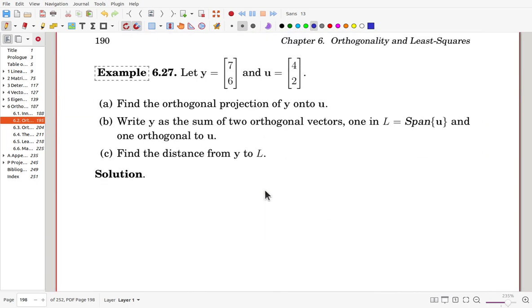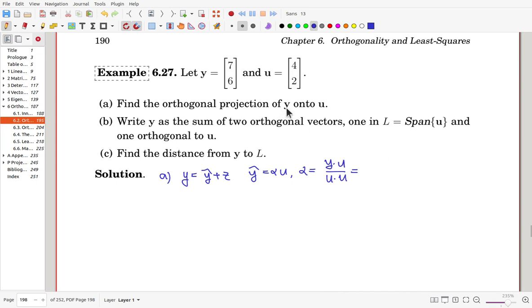Okay, see this example. y and u are given. Find the orthogonal projection of y onto u. Now, part A: first we have to find y equals y hat plus z. Now y hat is alpha u. Now what is alpha? Alpha is y dot u over u dot u.